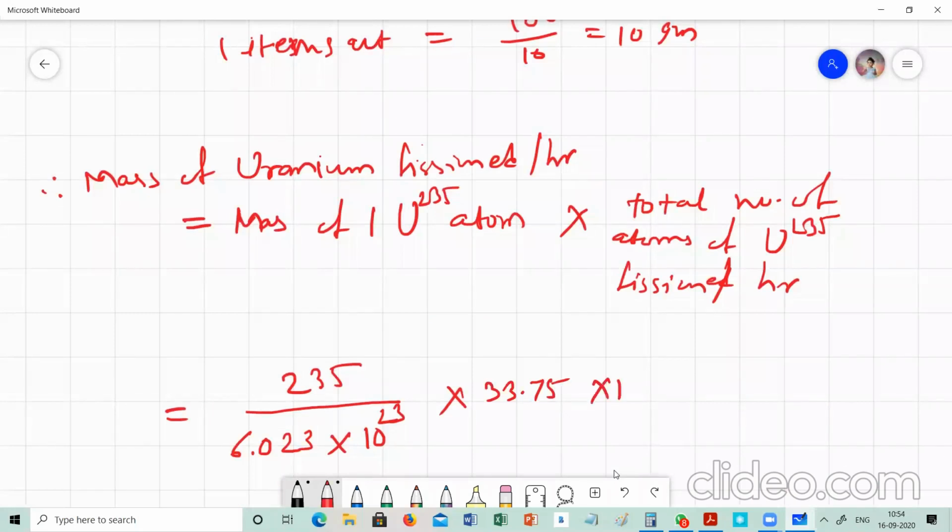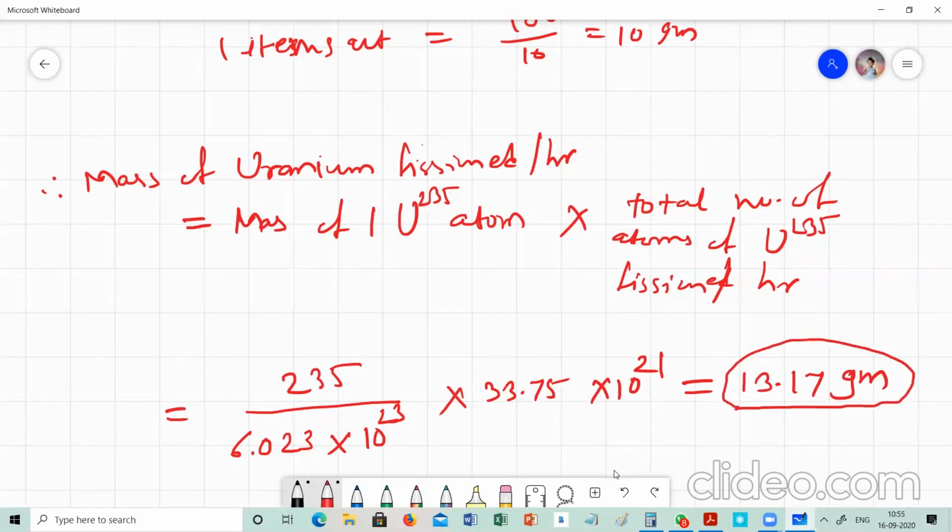0.75 into 10 raised to 21. If you calculate this, it will give this number, 13.17 gram. So the mass of uranium fissioned per hour is equal to 13.17 gram. This is a very small amount, which will generate 300 megawatt of power.